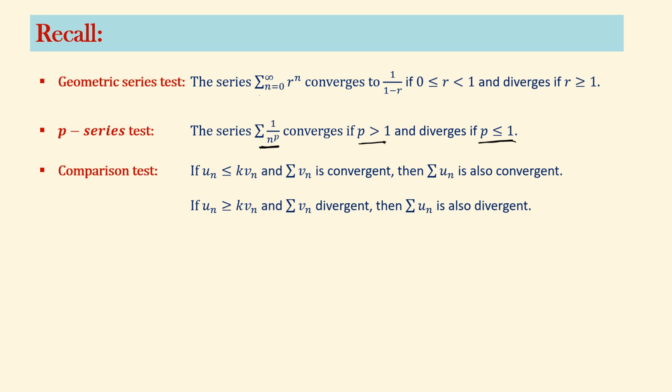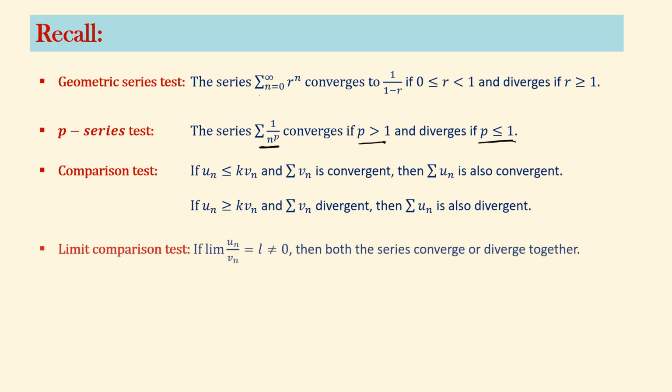The next test that we have is the limit comparison test. In this test, we calculate the limit value of un by vn, and if it is not equal to 0, then we say that both the series converge or diverge together. So here L, the limit value, should not be equal to 0. What happens if the limit is equal to 0? Some textbooks include that also in this theorem, but we have not included it.